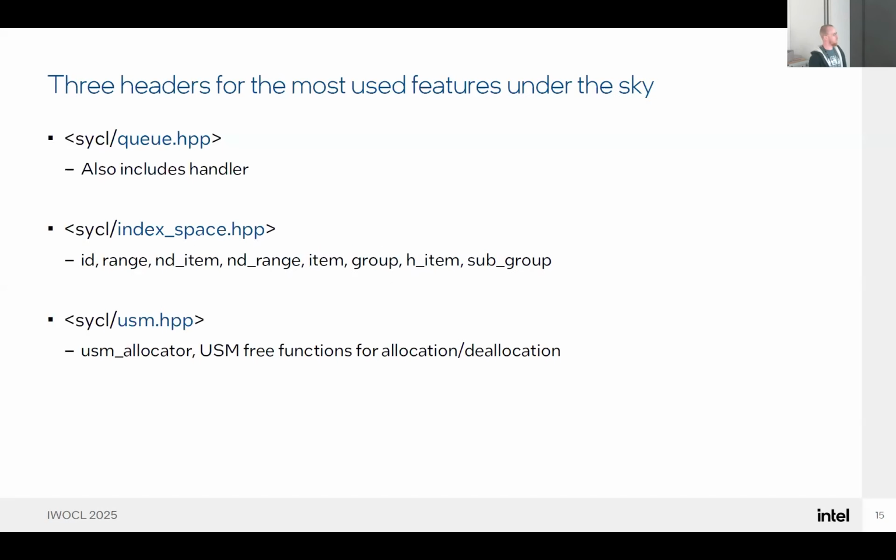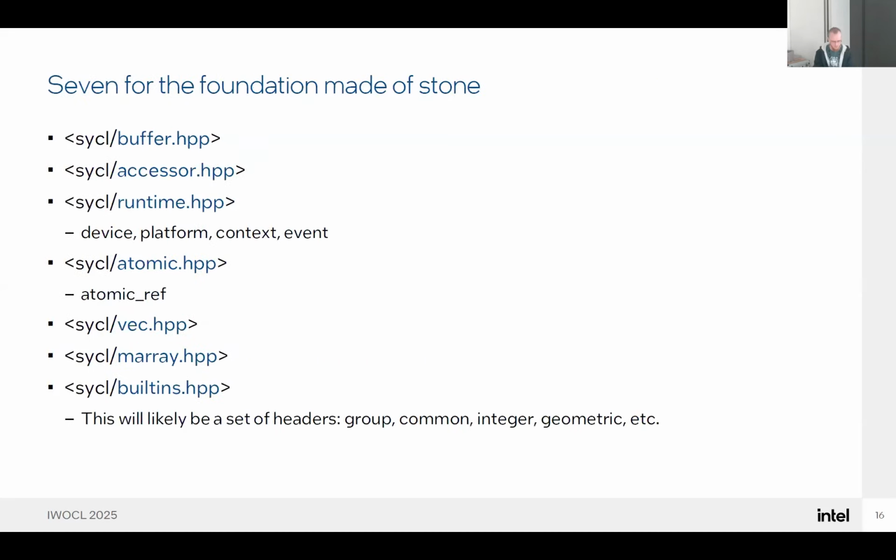Top three, which are used: queue is everywhere, IDs, range, and nd_range, you work with this index space for every kernel, so that also makes sense. And then we see that accessors aren't really used, or buffers aren't really used, so USM it is, we go with USM, and that's an important header with all the related functionality.